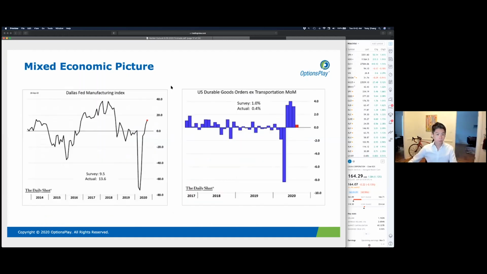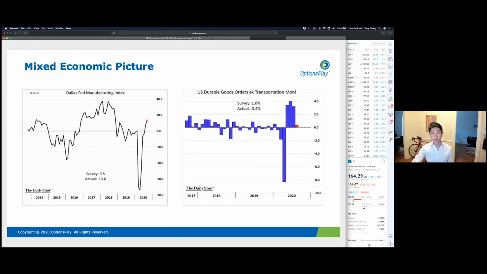When we look at the economic numbers perspective, this is really a fairly mixed picture. Manufacturing indices continue to surprise here to the upside and still look particularly strong. Durable goods came in fairly weak here. We were expecting about a 1% increase in durable goods. The actual number was only 0.4, so a fairly significant disappointment here to the downside.